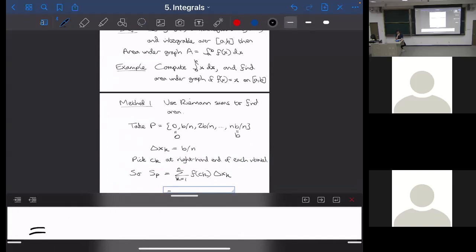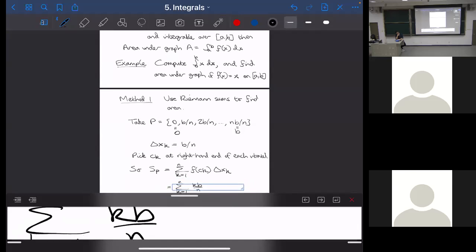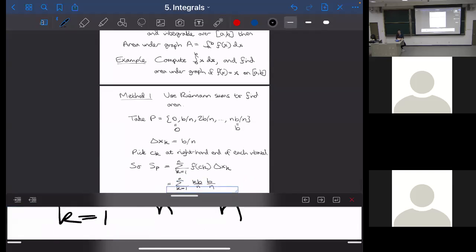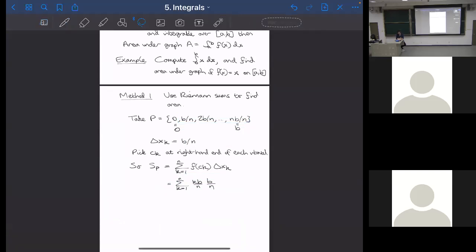So if I do that, the Riemann sum will be kb over n times b over n. So for instance, for k equals 1, I've picked the right-hand end of my interval, that's b over n, and so the value is b over n. But the value is 2b over n for k equals 2, and so on.